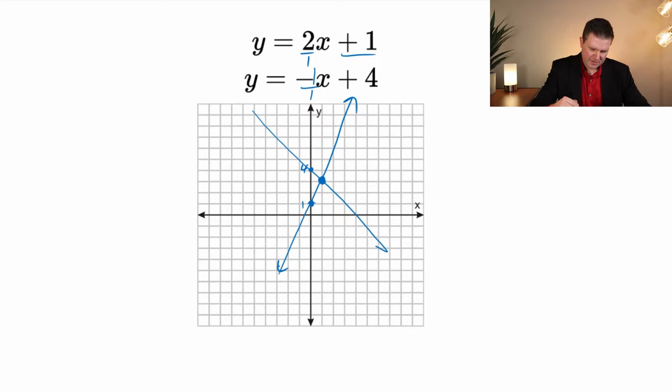So if we graph this here and just sort of highlight what this point is, the x-coordinate of that is 1 and the y is 3. So the intersection point or the solution to this system is just (1, 3). Pretty straightforward, right?